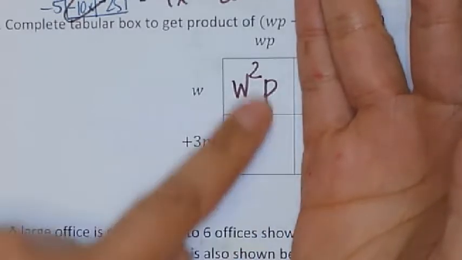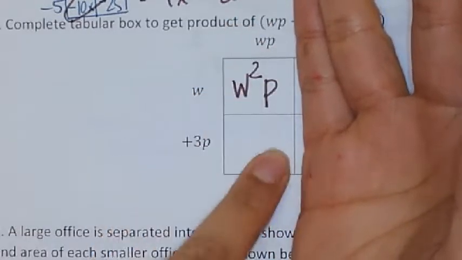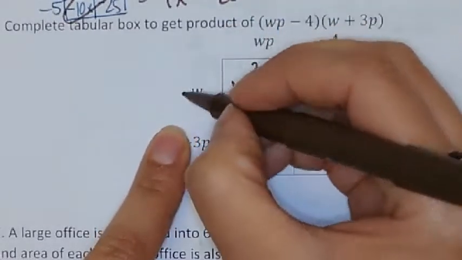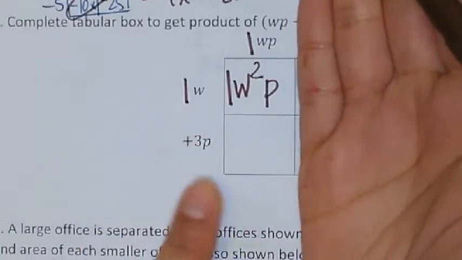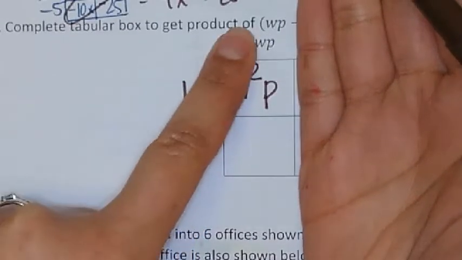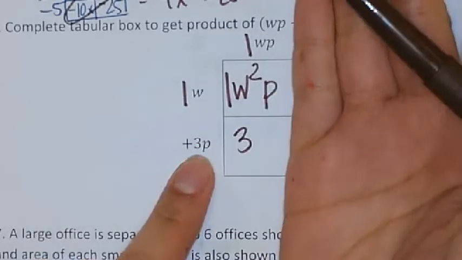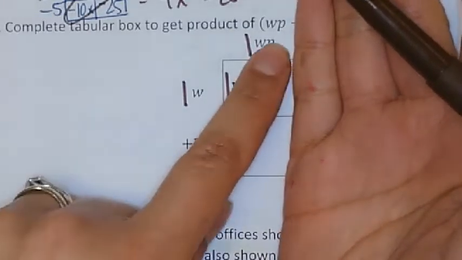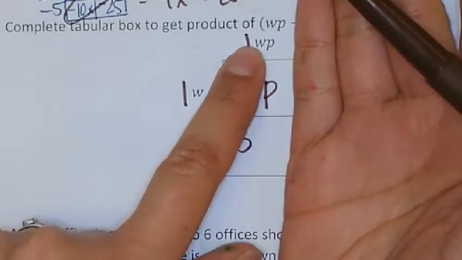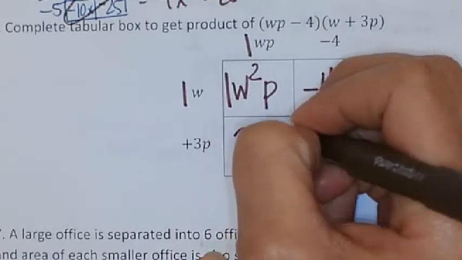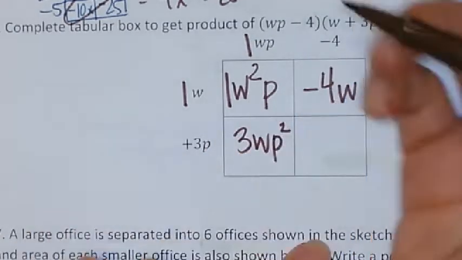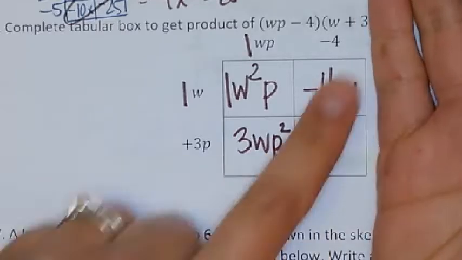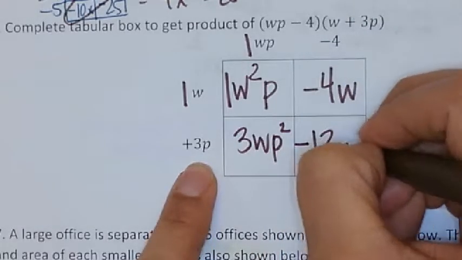Over here would be 3p times WP. So remember, all of these had a coefficient of 1 if you don't see it, so it's not necessary. This one has a 3. So 3 times 1 would be 3. And then we can do the variables. P times P is P squared, and then we have that W. And over here, 3 times negative 4 is negative 12, and then we have that P. Don't forget about the P.